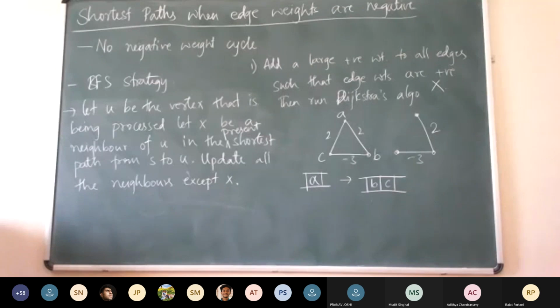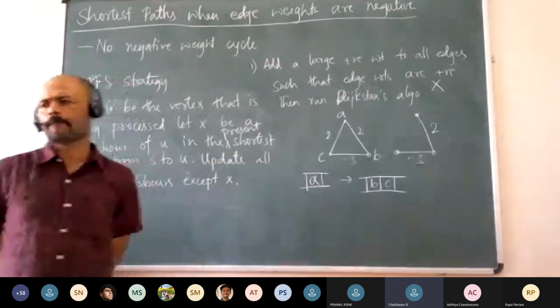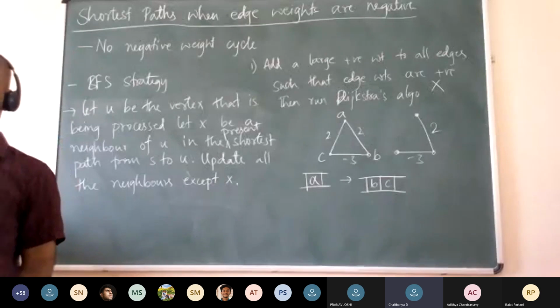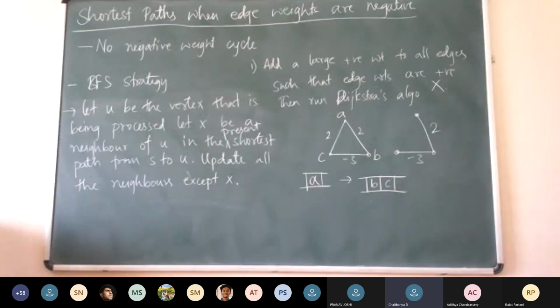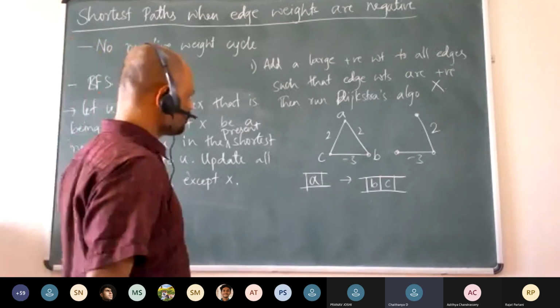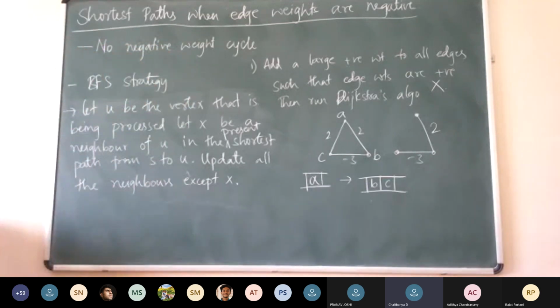So the proof of correctness for this algorithm is wrong. The proof uses the shortest path property, right? And it's not true if there are negative edges. So once there are negative edges, the shortest path property is not true, is it? Yes, sir. Even in this example, A to B is not the shortest path.